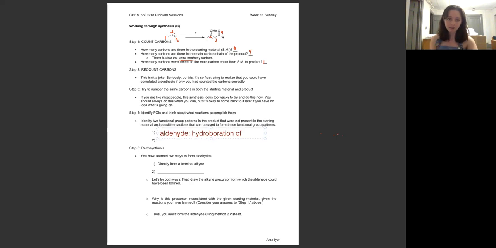Because that's going to be our anti-Markovnikov regiochemistry, going to put our keto or our carbonyl group on our less substituted carbon, which is going to be the only way we can get an aldehyde instead of a ketone.